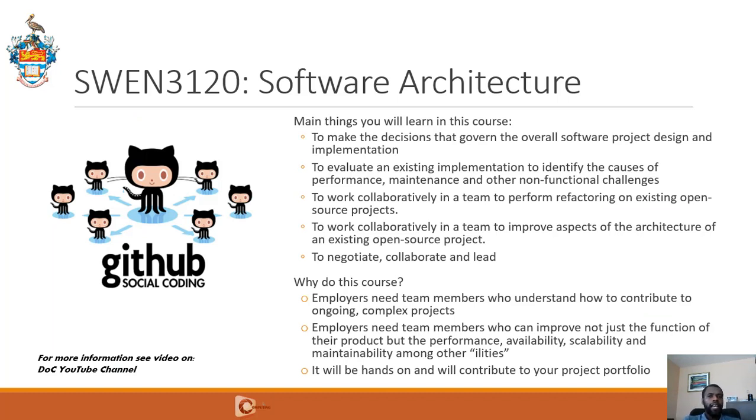A new course that is being offered again as an elective here, again this is the M11 stream, is the SWEN 3120 Software Architecture course. So the main thing that you will learn in this course is how to make decisions that will govern the overall software project design and implementation. You also learn how to evaluate an existing implementation to identify where the performance bottlenecks exist, and any maintenance and other non-functional challenges.